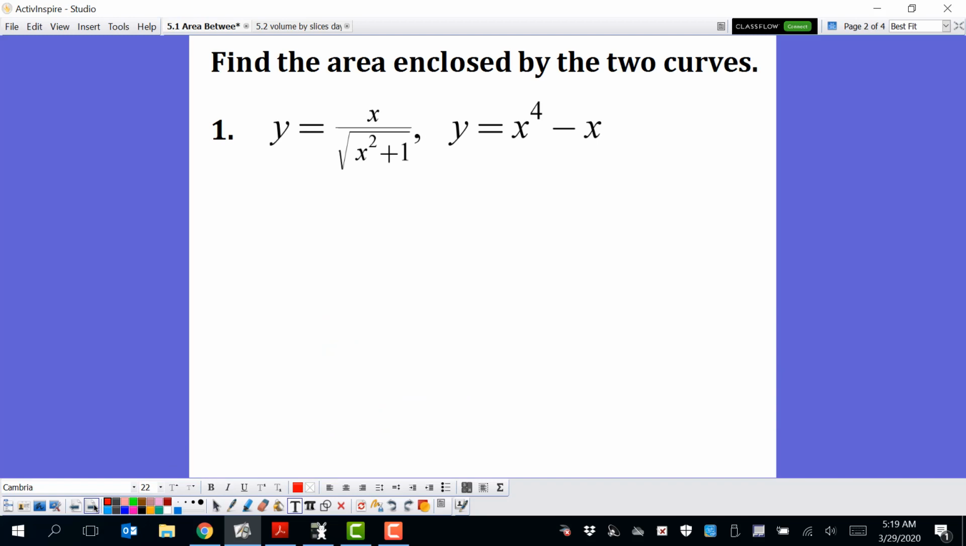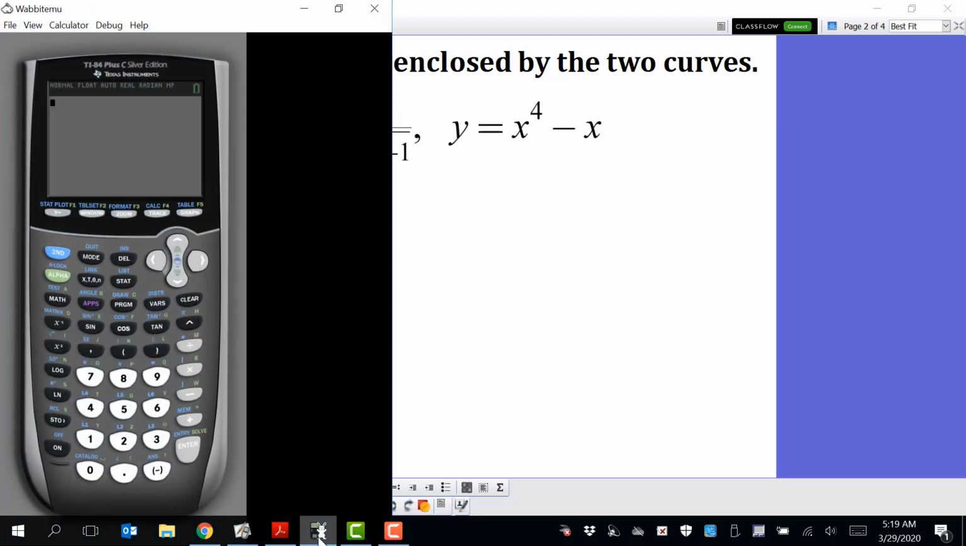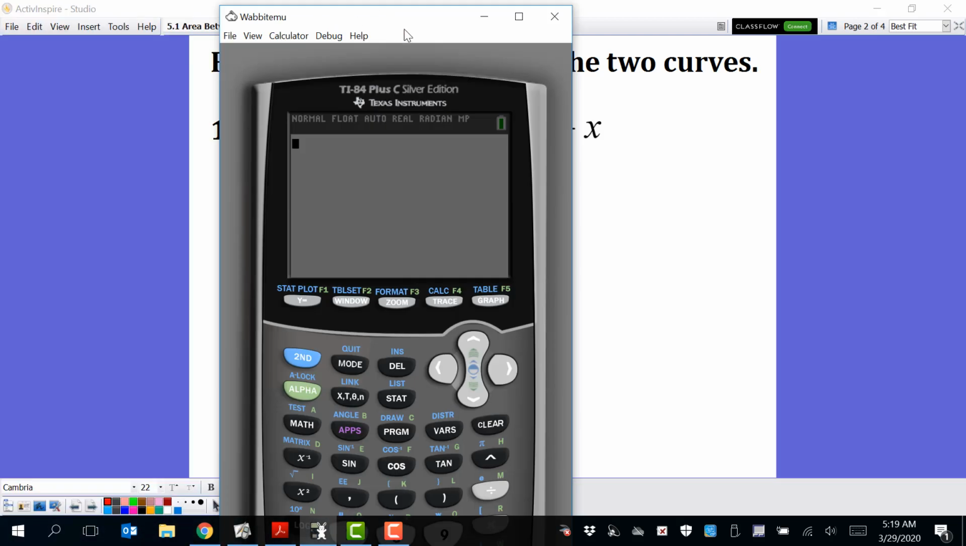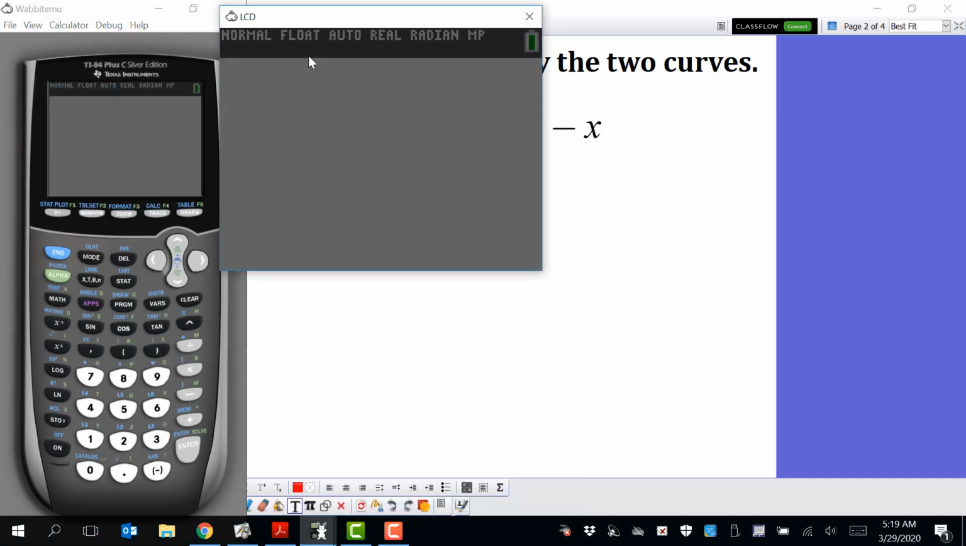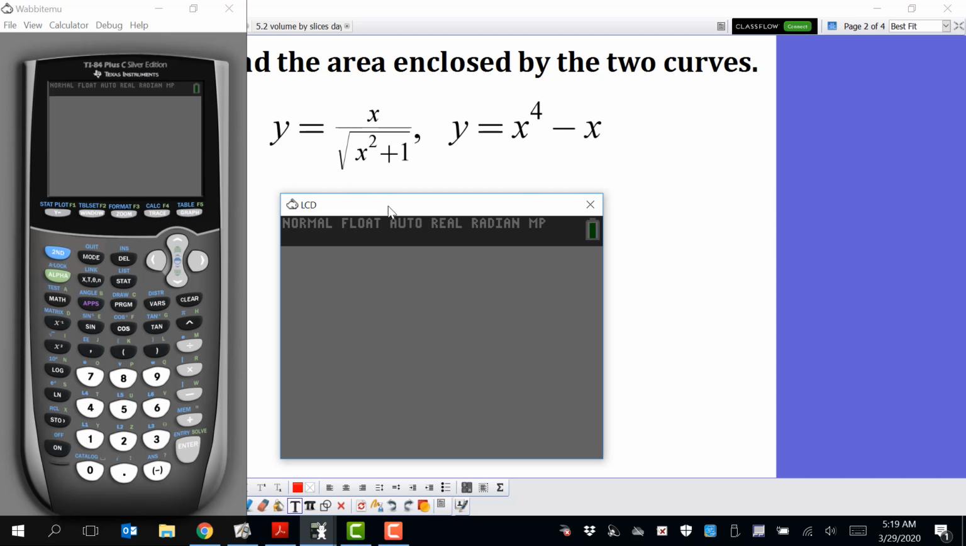Here's the first problem that we're going to look at. It says find the area enclosed by these two curves. Now obviously by looking at these two curves you can clearly tell they're a little bit more complicated than the types of curves that we had in day 1. So for the first problem I'm going to show you how to do this on your graphing calculator. Let's detach this, slide this down here so we can still see the functions.